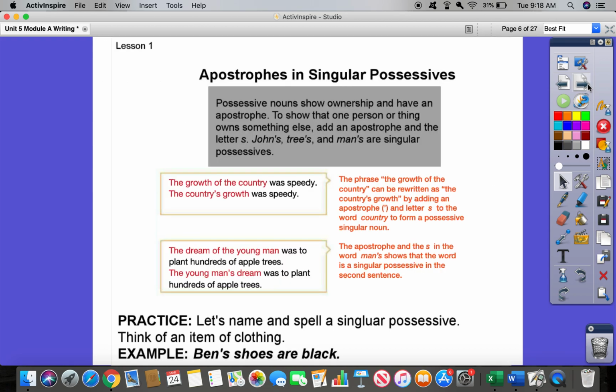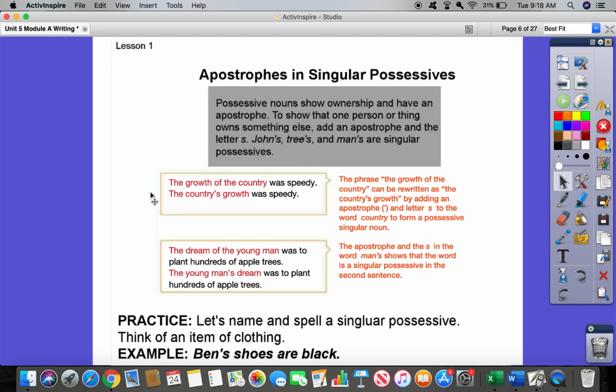Okay, for the convention, apostrophes in singular possessives. Possessive nouns show ownership and have an apostrophe. To show that one person or thing owns something else, add an apostrophe and the letter S. For example, John's, tree's, and man's are singular, right? That only means one. They're singular possessives.